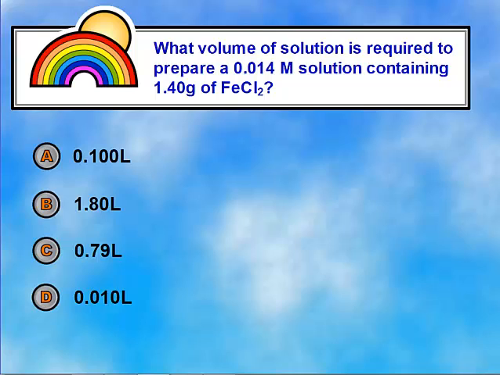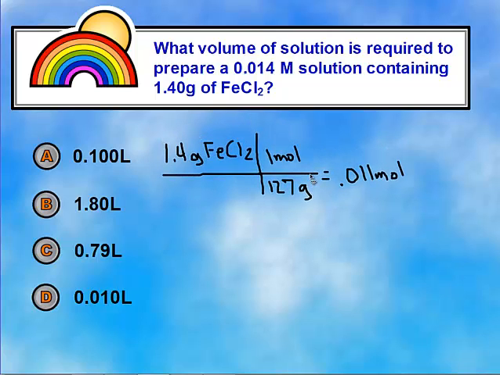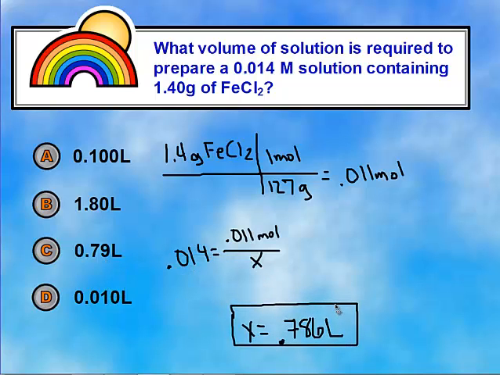Go ahead and pause the video and restart when you have your answer to this one. Okay, so this is also a molarity problem. So we needed to convert our grams they gave us to moles. And then molarity is equal to moles over liters. They gave us molarity and we just calculated moles. And then to solve for x, we need to multiply both sides by x and then divide by 0.014. So you should have gotten C.